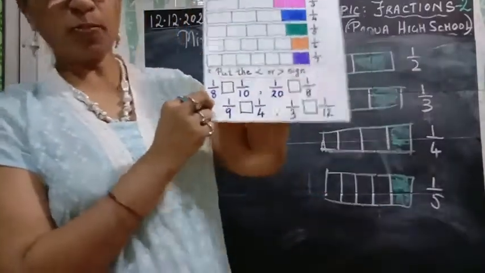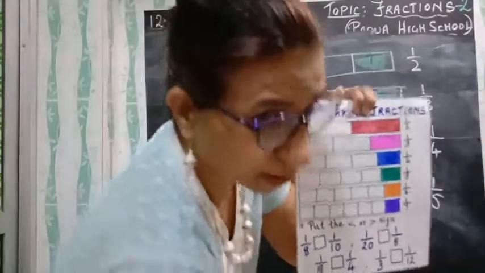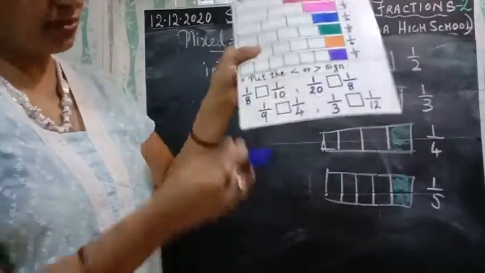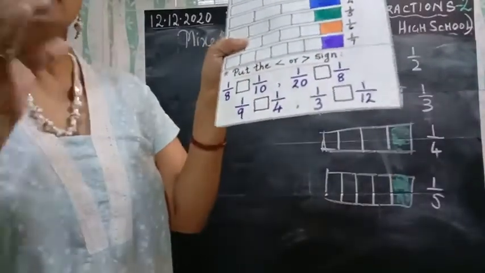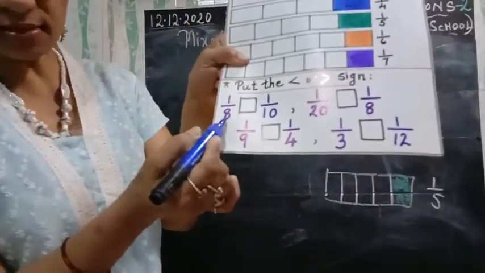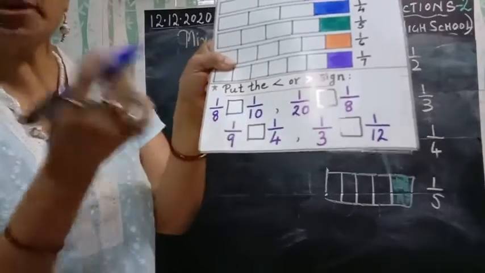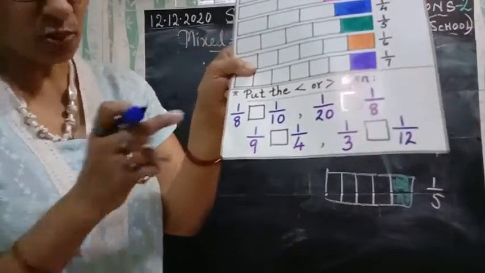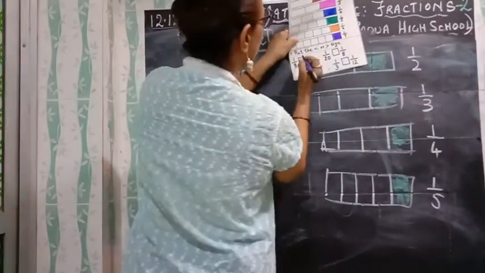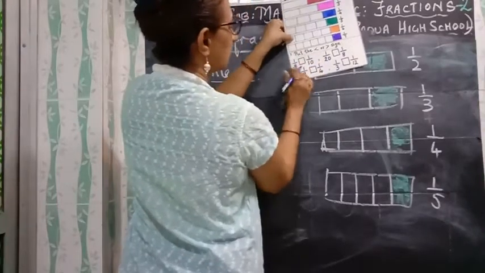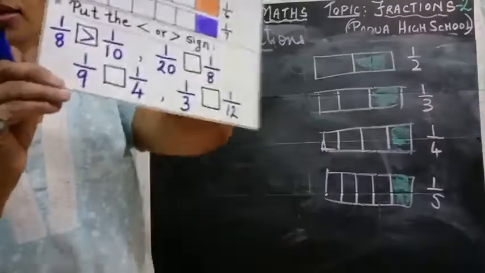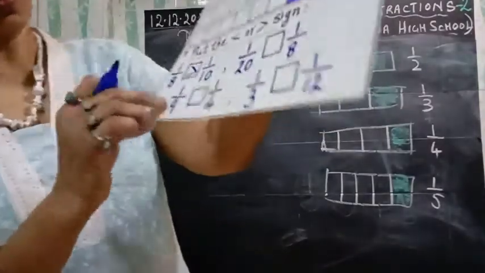Now look here, 1 upon 8. Now 1 upon 8 is what it will be? Will it be greater than 1 upon 10 or will it be lesser than 1 upon 10? What it will be? Since if the denominator is big, the value is less. तो क्या हो गया? 1 upon 8 is greater than. So what sign we will put here? We will put here, this will be greater than 1 upon 10. Have you seen it, children? Okay, very good. Now let us see the next one.